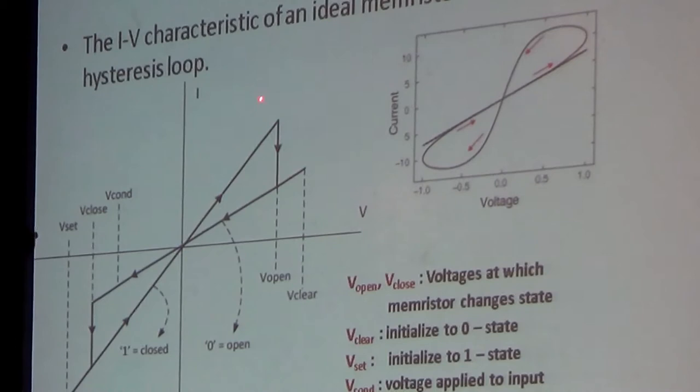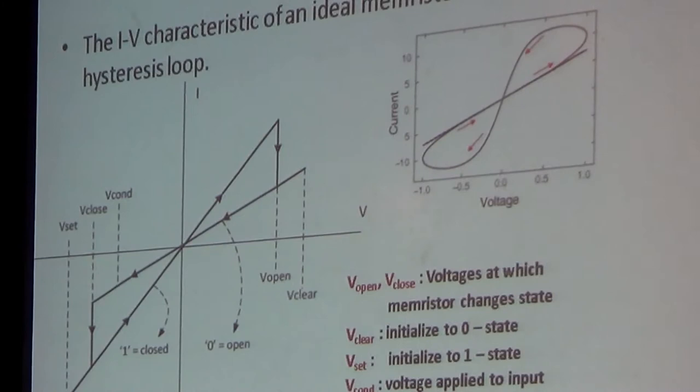So, from the negative side, if you go on increasing the voltage, the current will go on changing like this. Beyond a point, it will abruptly switch to here. After that, if you decrease the voltage, the current will follow this path. Again, beyond a point, it will switch here. So like this, it will continue.